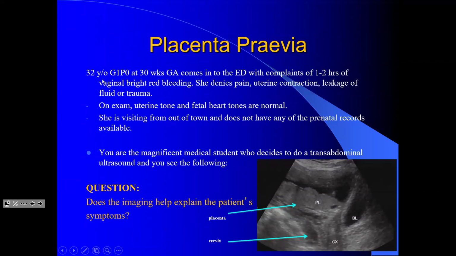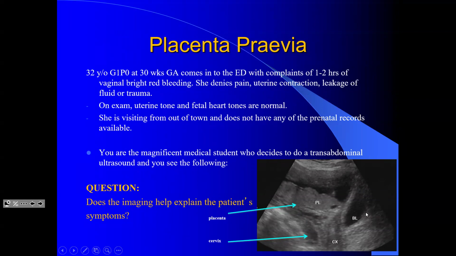Okay, so this is the case of a 32-year-old who came to the ER complaining of 1 to 2 hours of vaginal bleeding. There wasn't any pain, so it wasn't painful. I mean, the bleeding was without abdominal pain. And the fetal heart tones are normal, so the heart rate is there, so obviously the fetus is alive. She's visiting out of town and does not have any previous records available. You are a medical student and decide to do a transabdominal scan, and what do you see here?